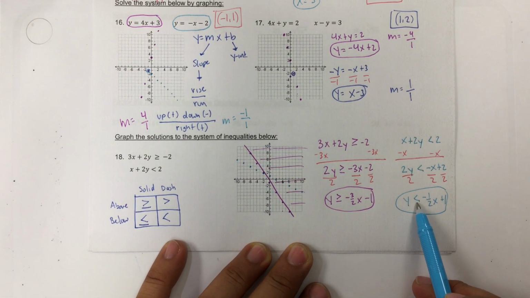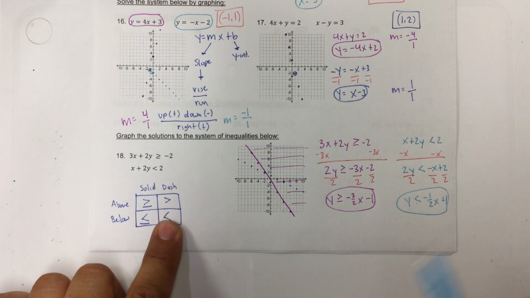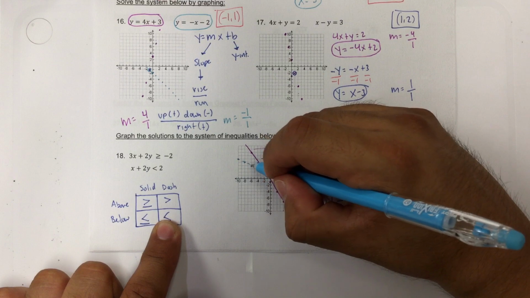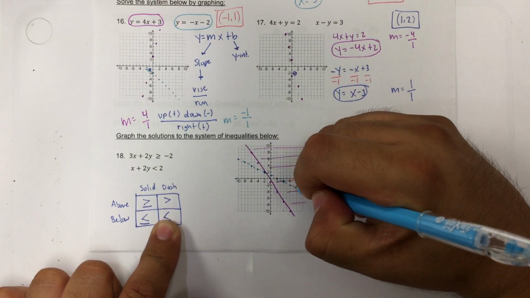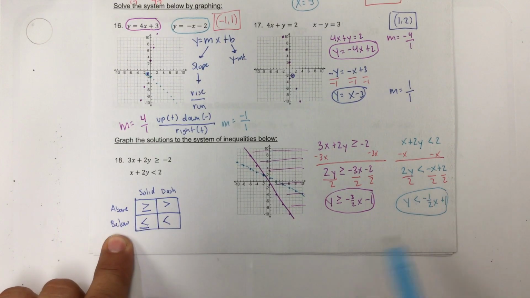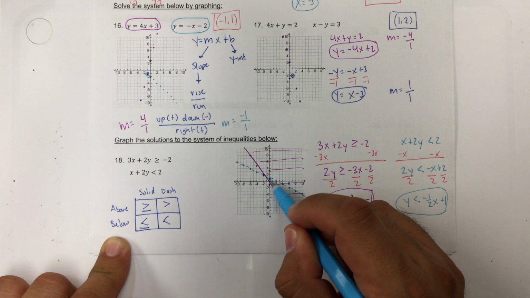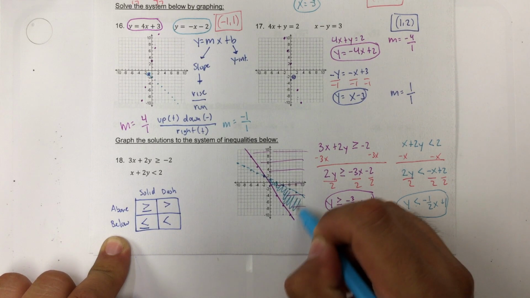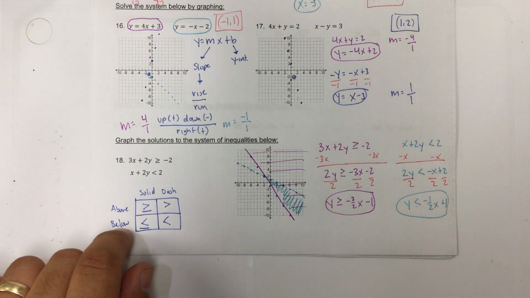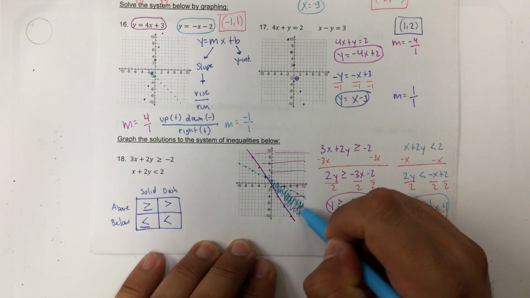So that is, first off, it's less than. So there's that less than sign, so the line is dashed. And it is less than, so you shade below. Now, this is a system of inequalities, so we're only going to shade where the two shadings intersect. So our shaded region is going to be this little portion right here, and all the numbers that lie inside of this region are going to be solutions.